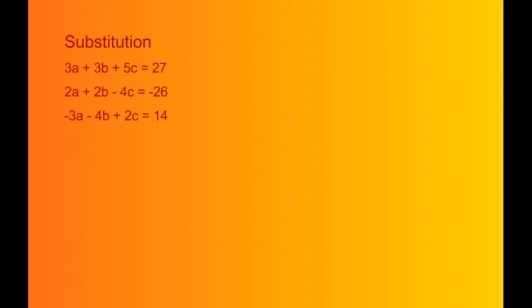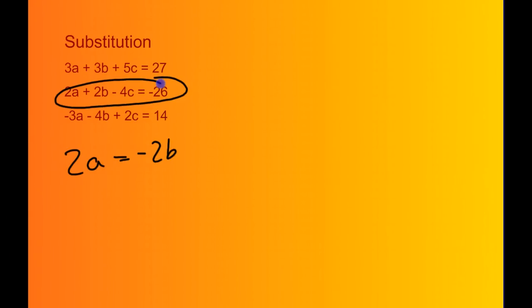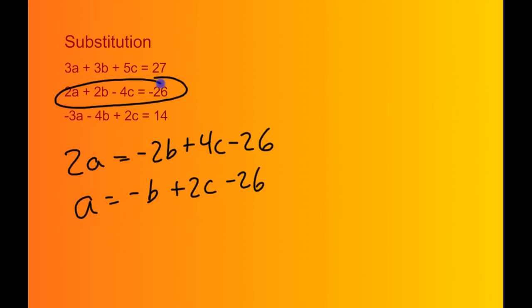As you can see here, we have the exact same problem, but now we're going to look at it from a substitution method. To do this problem with substitution, I would probably start with my middle equation. I'm going to minus 2b to the other side, add 4c to the other side, and divide by 2. Oops, that needs to divide everything by 2, so that becomes minus 13.